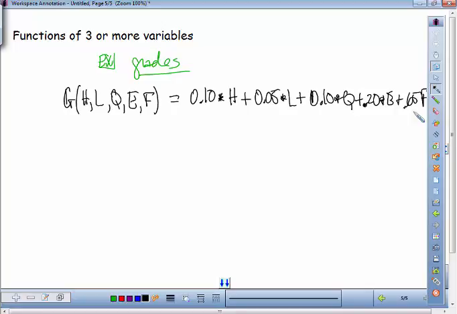So this is a function. It takes in 1, 2, 3, 4, 5 inputs, and then gives you a number for your output. And whatever this number is will be your score, your overall grade for the class. Right?